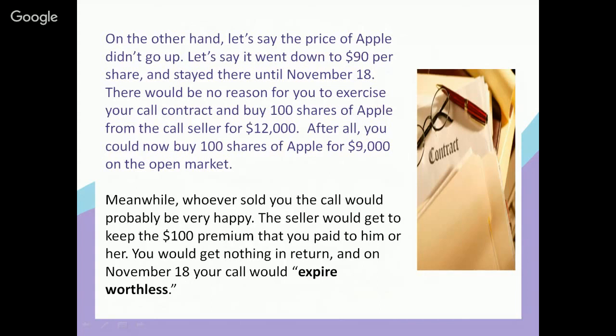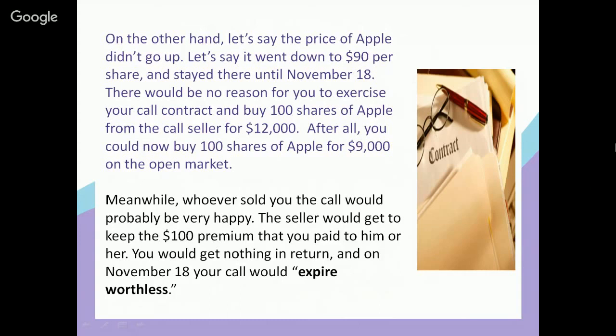There would be no reason for you to exercise your call contract and buy 100 shares of Apple from the call seller for $12,000. After all, you could now buy 100 shares of Apple for $9,000, because remember, it went down to $90 per share. You could buy the 100 shares of Apple stock for $9,000 on the open market. So why would you exercise your call option contract and buy it for $12,000? That would be pretty silly when you can buy it on the open market for $9,000.